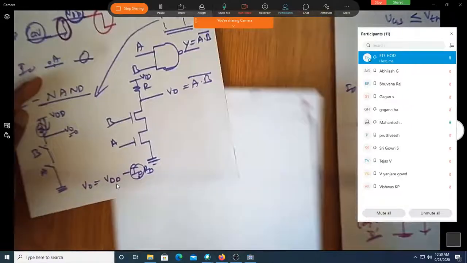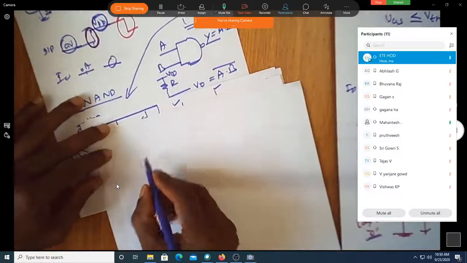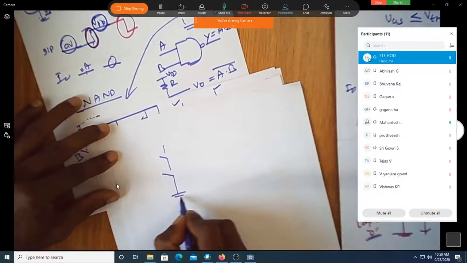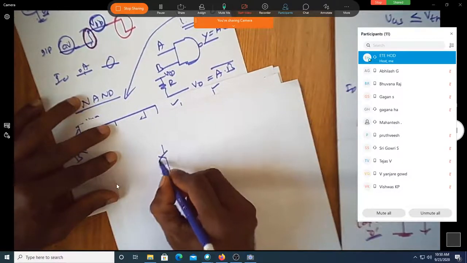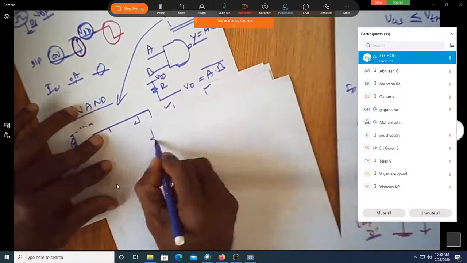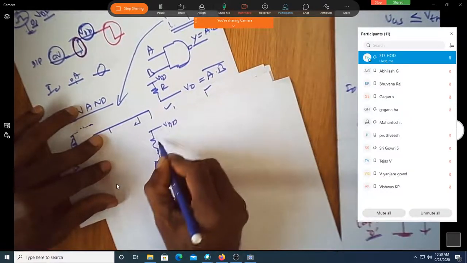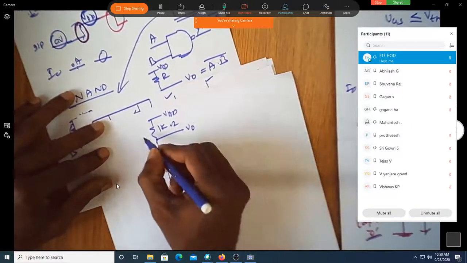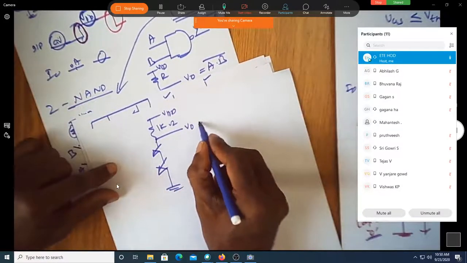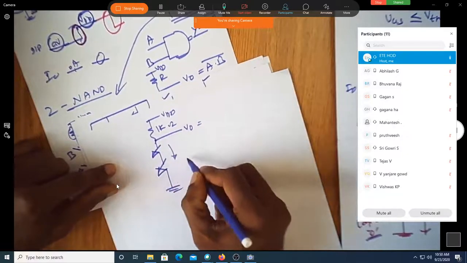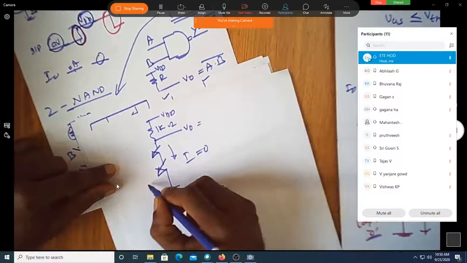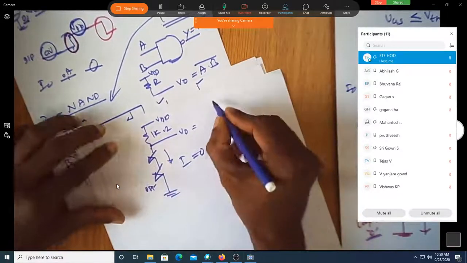VDD, minus. See, I have two switches. If this is VDD, with a 1 kilo ohm resistor, and this is V0, and both switches are open, how much is V0? How much is the current flowing? Is the current zero? Yes, sir, because it is open here. This is open.